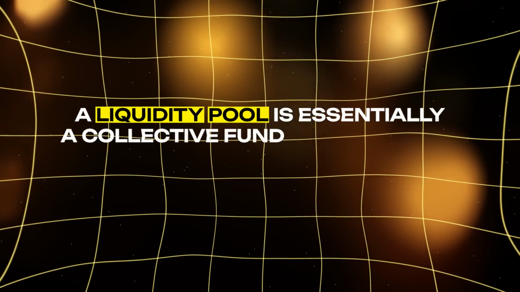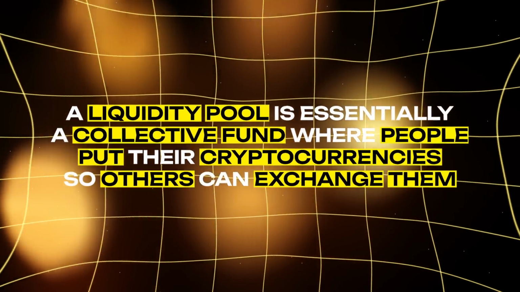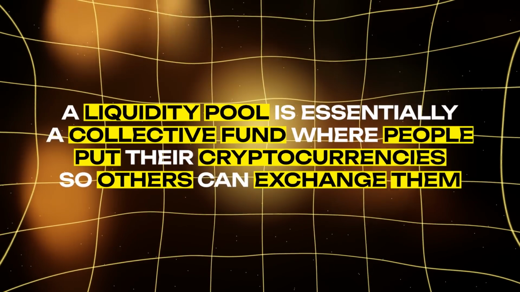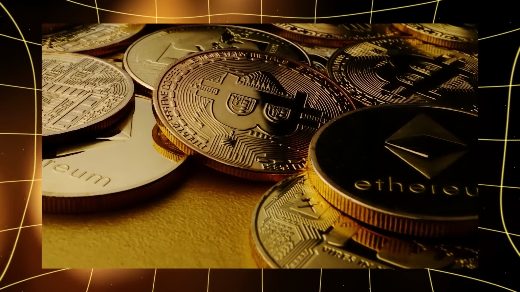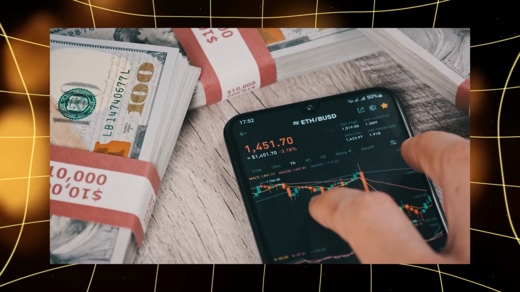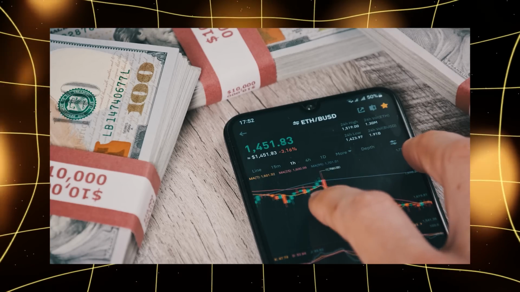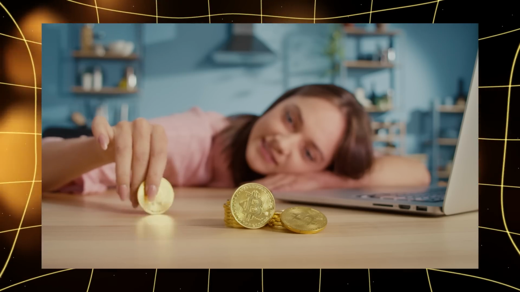A liquidity pool is essentially a collective fund where people put their cryptocurrencies so others can exchange them. For example, you put Ethereum and USDT in a pool. When someone wants to exchange their Ethereum for USDT, they use your pool. In return, you get a small commission for each exchange.